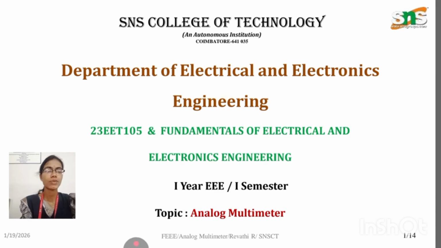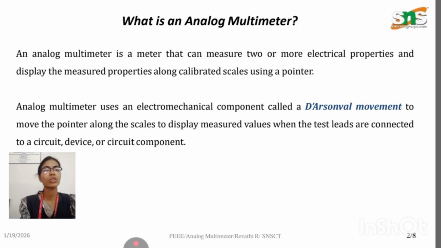In this lecture series video of Fundamentals of Electrical and Electronics Engineering, today's topic is analog multimeter. Already we have known that devices are classified into two different types: analog and digital. The analog system works on analog meter types and the digital meter works as a display mechanism. This analog multimeter is the meter that is used to measure two or more electrical properties and displays the measured properties along a calibrated scale using a pointer.